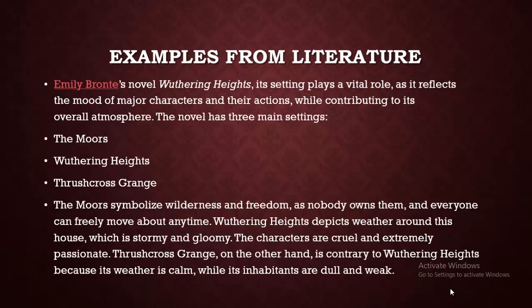So Wuthering Heights has three main settings. The first setting is the moors. Moors is usually an uncultivated and uninhabited place. And then there is Wuthering Heights, the name of a place in the novel, and there is Thrushcross Grange, which is another place in the novel. So there are three main settings.